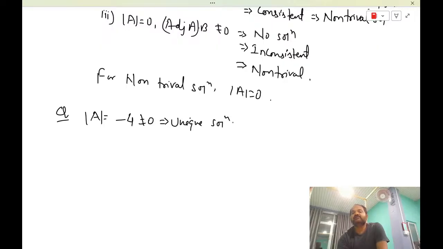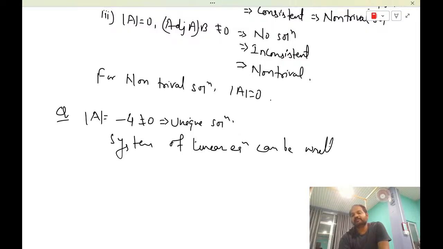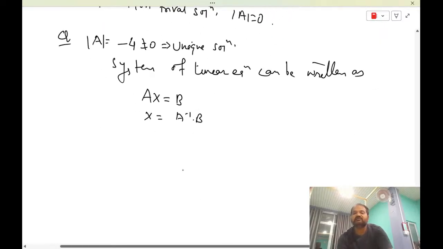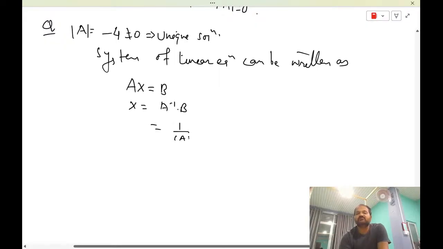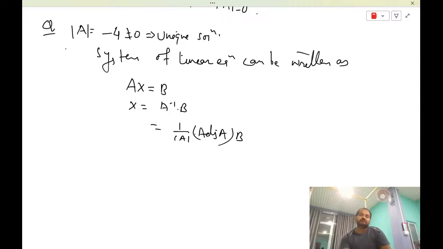So here we are going to solve the system of linear equations using the matrix method. The system of linear equations can be written as Ax is equal to b. So x, as we have just seen, is A inverse dot b. A inverse can be written as 1 by determinant of A into adjoint of A dot b. Here we have calculated the determinant of A. Firstly we have to find the adjoint of A.